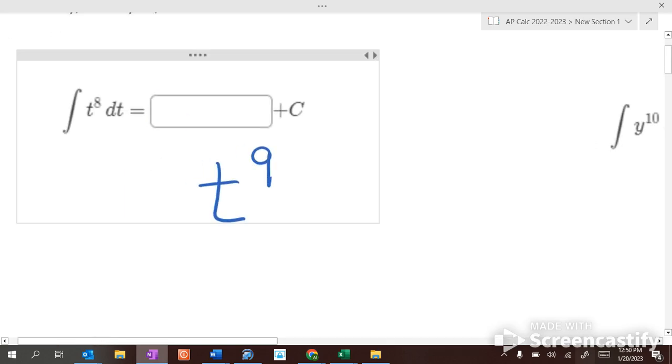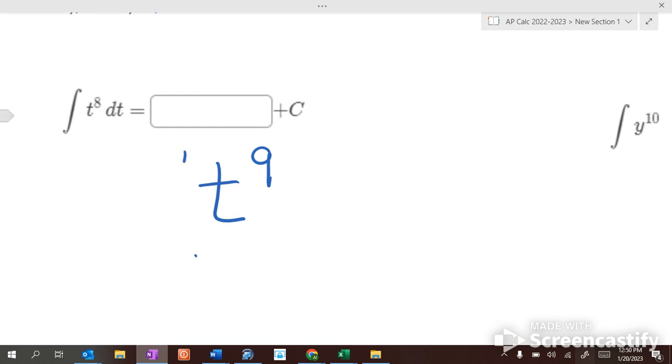Okay, so t to the 8th is where we end up. So we start out with t to the 9th. But we have no coefficient here. So when you take the derivative, there's a coefficient that pops up, so you got to counteract that. Divide by 9. Divide by the coefficient. 1/9 t to the 9th plus c.